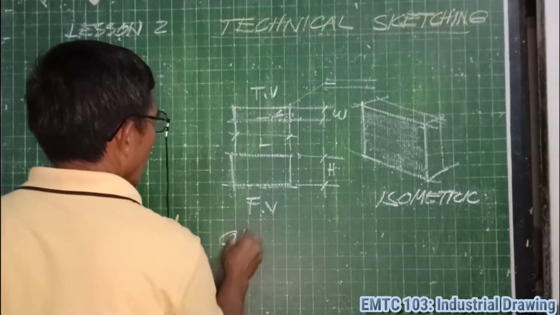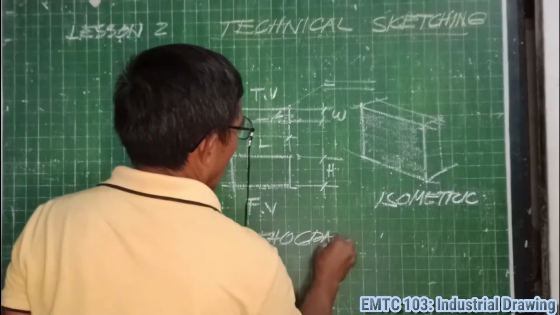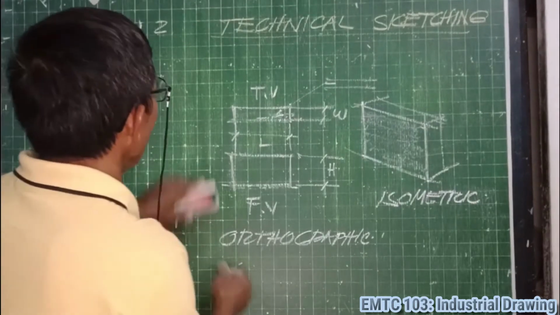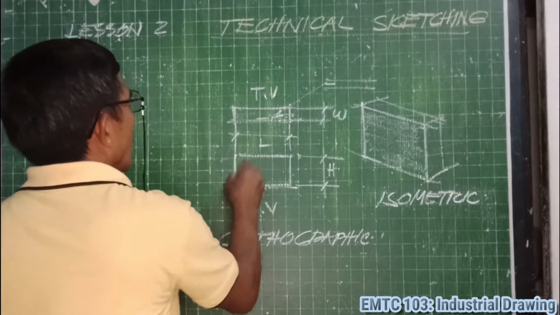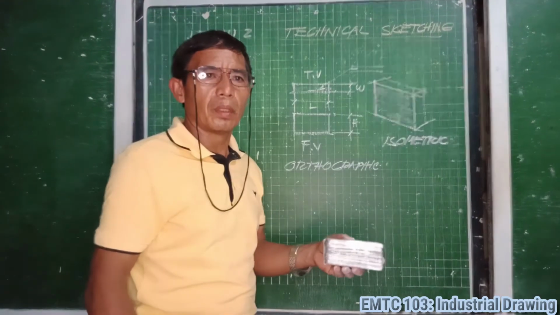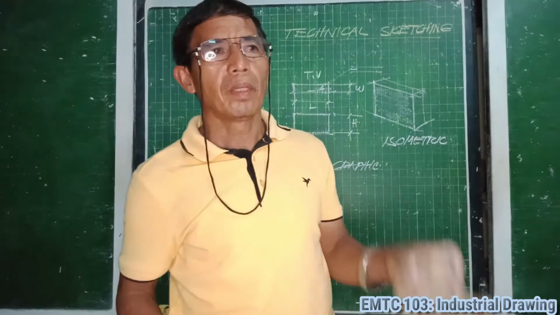This is your orthographic view or multiview, because it is made up of several views. It's not only one view. For a simple object, you can use only two views. For complicated objects, you can use three.